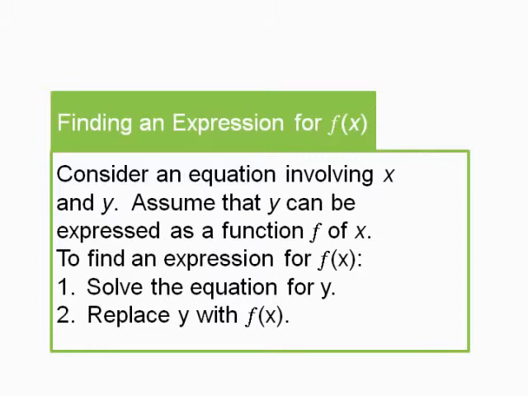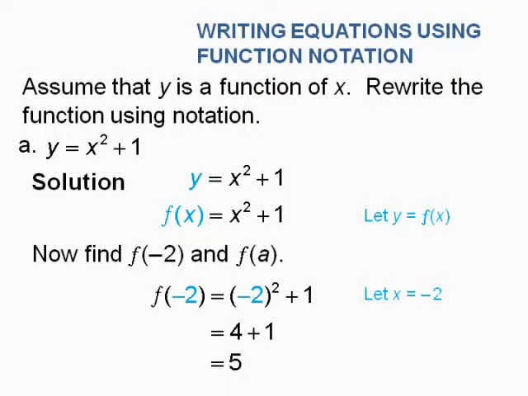Okay, finding an expression for f of x. Consider an equation involving x and y. Assume that y can be expressed as a function of x. To find an expression for f of x, one, solve the equation for y and replace it with f of x. So notice here it says, assume that y is a function of x, and it is in this case, because if we were to graph this, this graph would pass the vertical line test. All of the x values are different when we were to look at it.